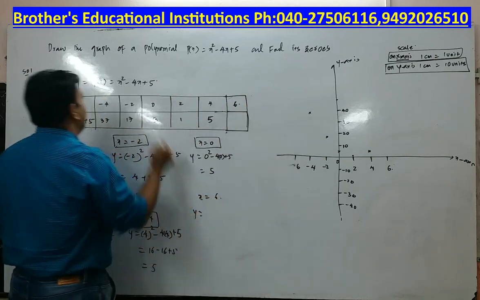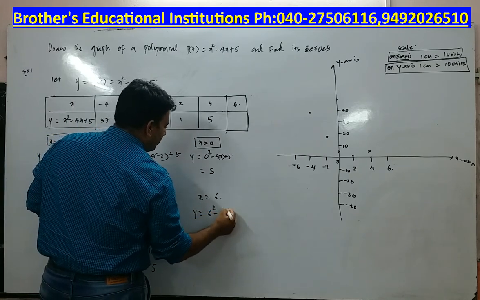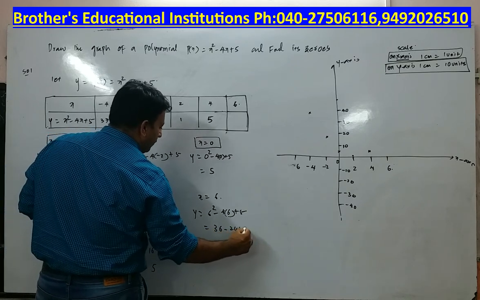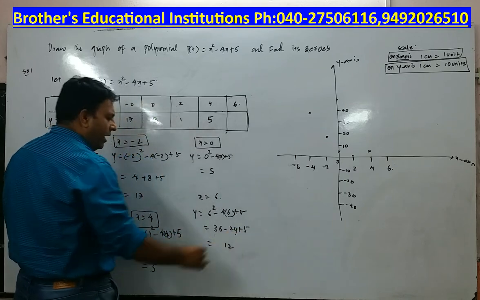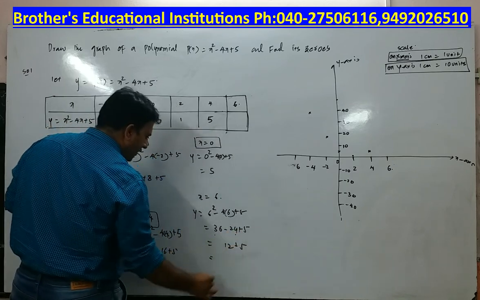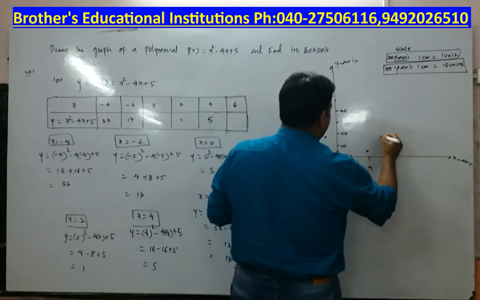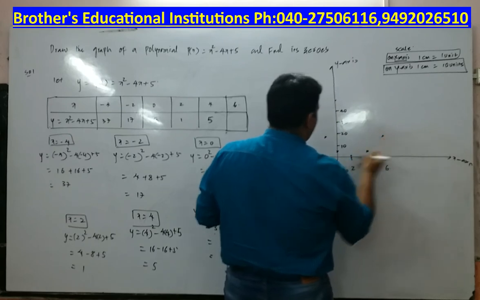I will put x is equal to 6. It is 6 square minus 4 into 6 plus 5. What is 6 square? 36 minus 24 plus 5. What is 36 minus 24? 12 plus 5, which is 17. So for x is equal to 6, I will plot the y value 17, just below 20. You can see there is some symmetry.